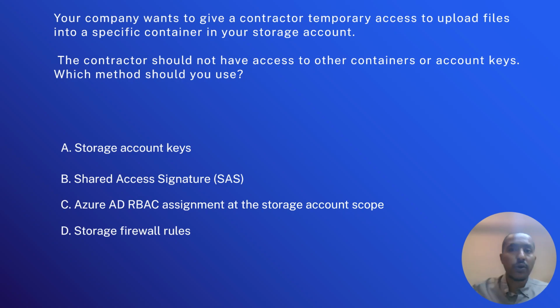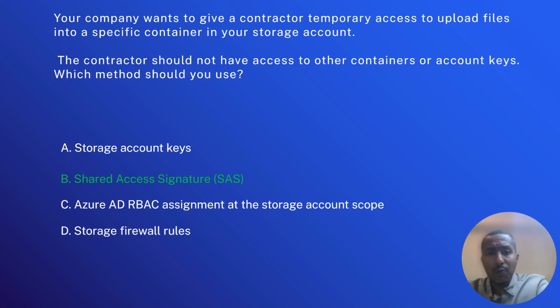Option D, storage firewall rules. Firewall rules decide where traffic can come from, like limiting access to a VNet or IP range, but they don't decide who can do what inside the container. Firewalls control network access and not upload permission, so this doesn't solve the problem, and we will consider the correct answer here to be B, shared access signature. So let's remember: account keys usually mean full control, and firewall is about network traffic filtration, not permissions.